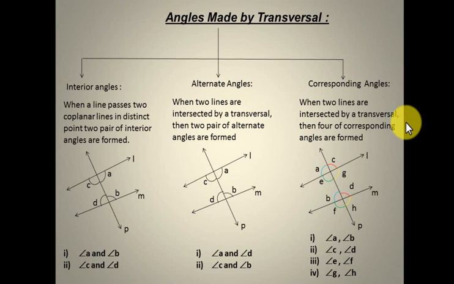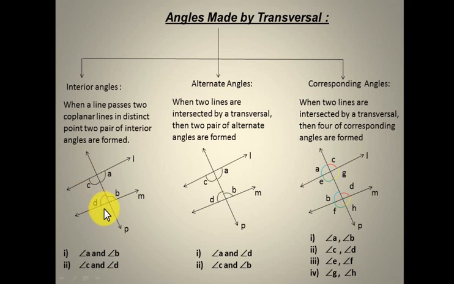Next point. Now we are talking about the angles which are made by the transversal. Transversal means a line which passes through two lines, cutting or intersecting them. When it does this, many angles are made. Many means 8 angles are made if a single transversal passes through two lines. For example, line L and line M are two lines, and line P is a transversal. While intersecting, it makes 8 angles.